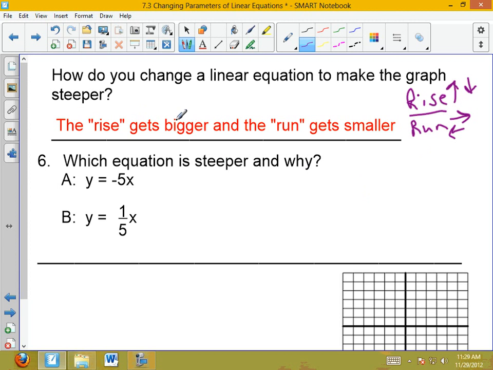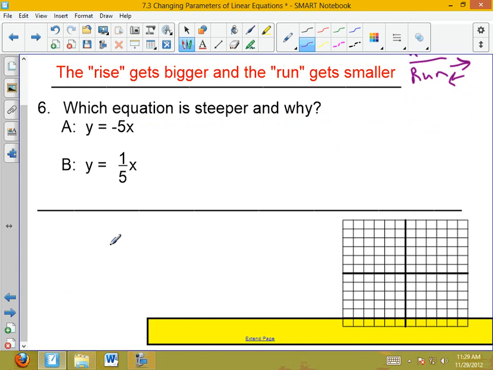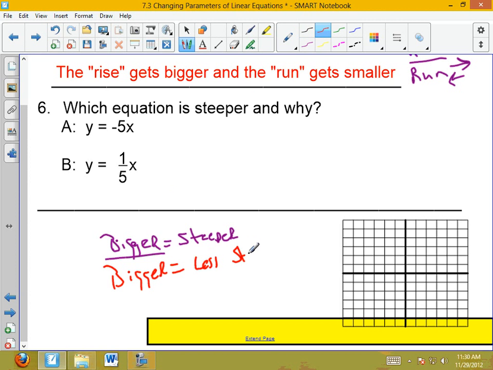As your rise gets bigger, your slope gets steeper. As your run gets smaller, your slope gets steeper. So what this is really saying is, if my top number is bigger, my line is steeper. If my bottom number is bigger, my line is less steep.